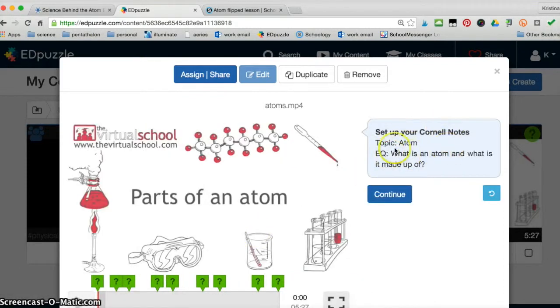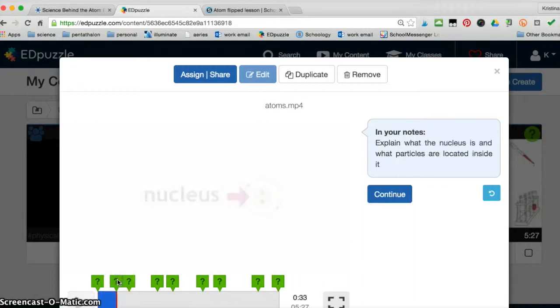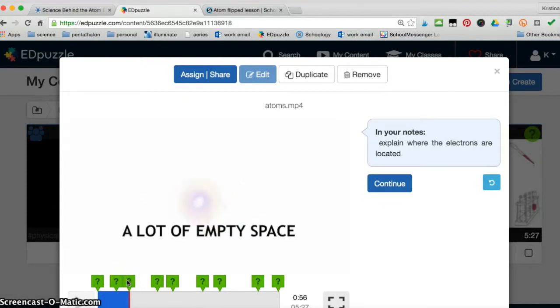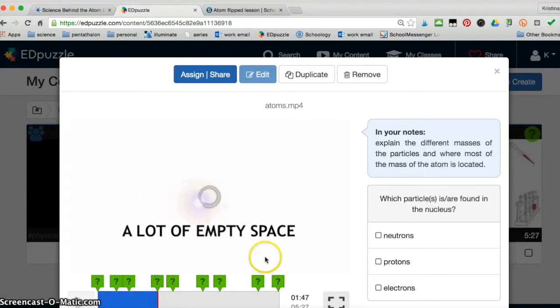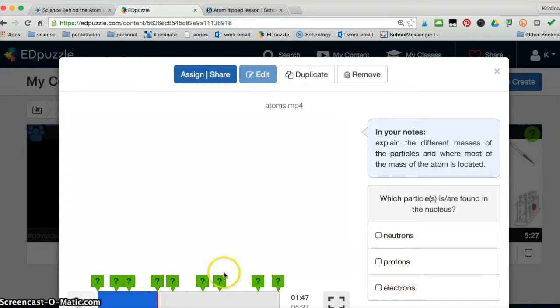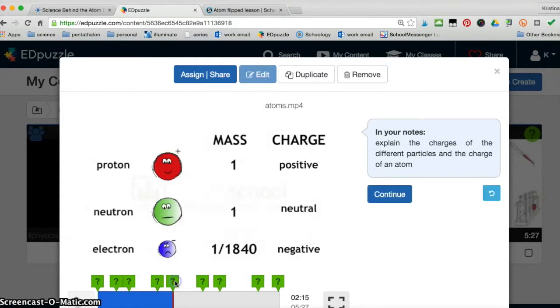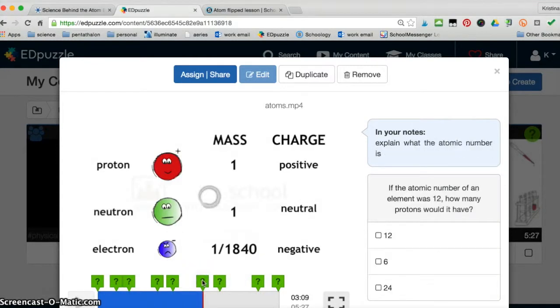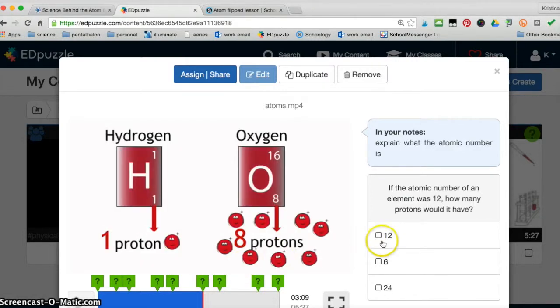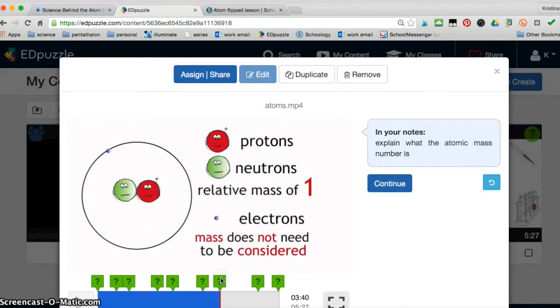At the beginning of the video, I always have them set up their Cornell notes. And then throughout the video, it prompts them to explain the information so they know what needs to go into their notes. There will also be multiple choice questions throughout the video, so that they can get immediate feedback on how they are doing in understanding and learning that information.